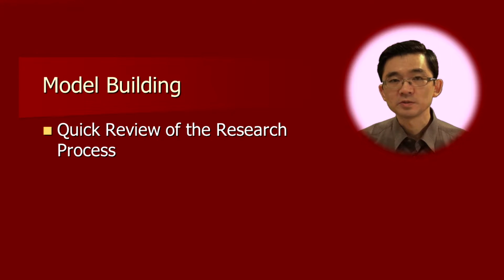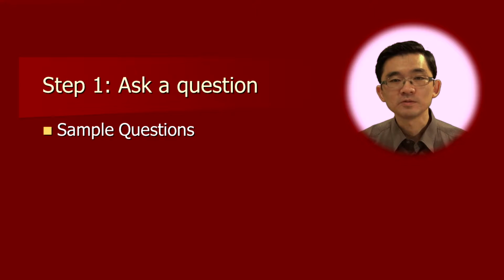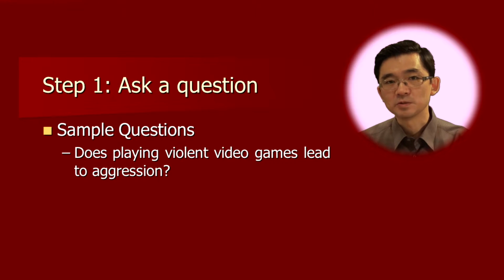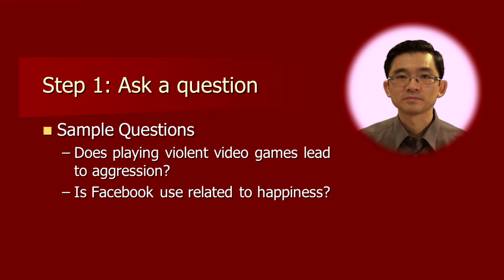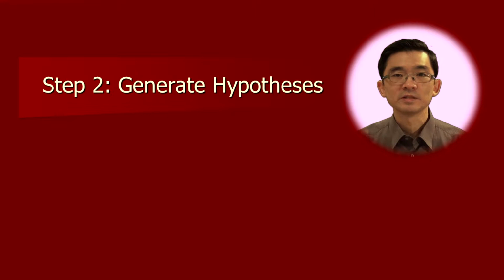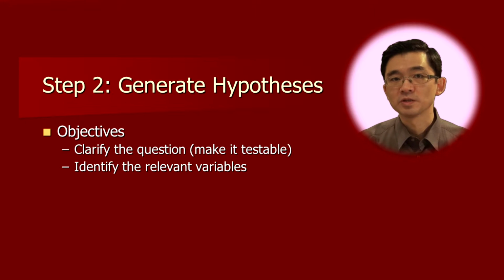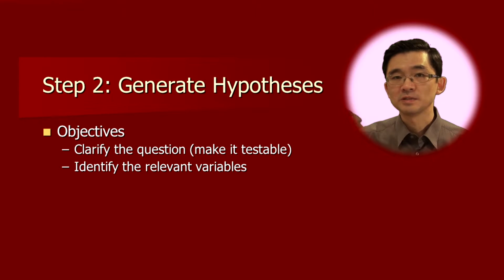When we do research, we will start off with research questions. So for example, we might be looking at whether playing violent video games leads to aggression? Or we might be interested in whether Facebook use is related to happiness. In the next step, we would generate hypotheses. So we want to test and see whether these research questions are true or not. So if people play more violent video games, does that lead to aggression?